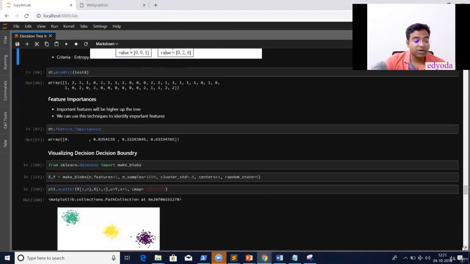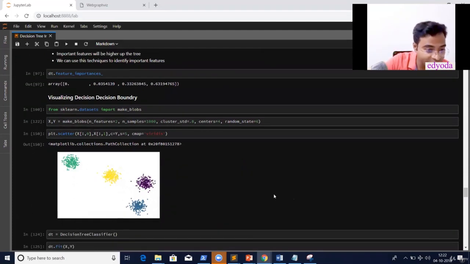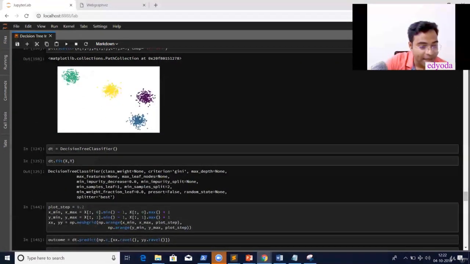Let's now understand how this decision tree works with generated data. This is a pretty interesting example. You are generating data like this using make_blobs, and this is one blob, this is another, this is another. These are different classes of data. It's 4-class data. Now we are using a decision tree and training the model.